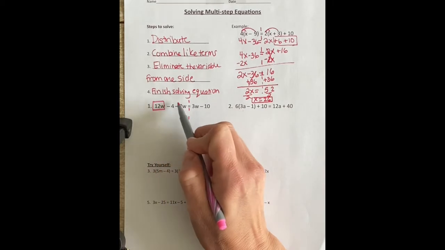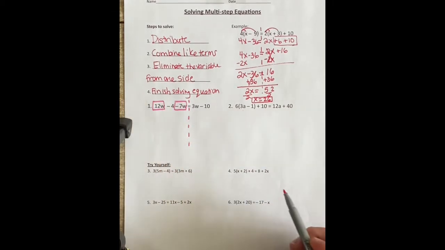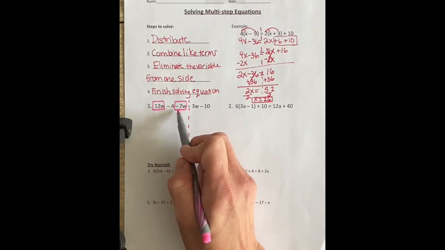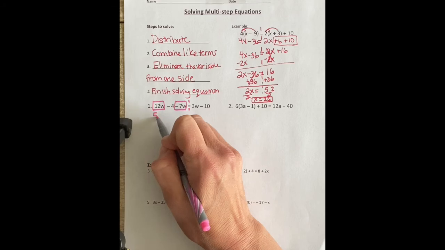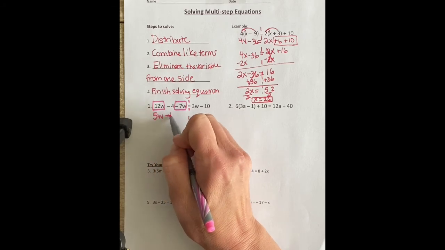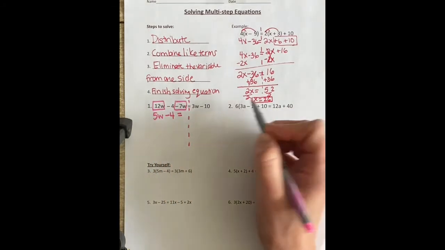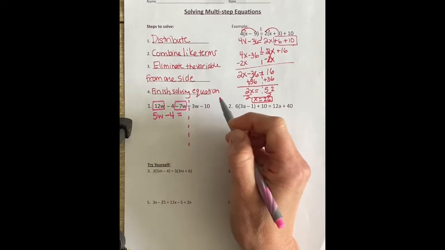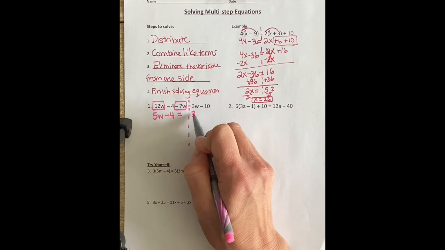So on my left side, I have 12w minus 7w that are like, that we can combine together. So 12w minus 7w would be 5w. Bring down my minus 4 equals. And on my right side, I have 3w minus 10, which are not like, so I would just bring it down.